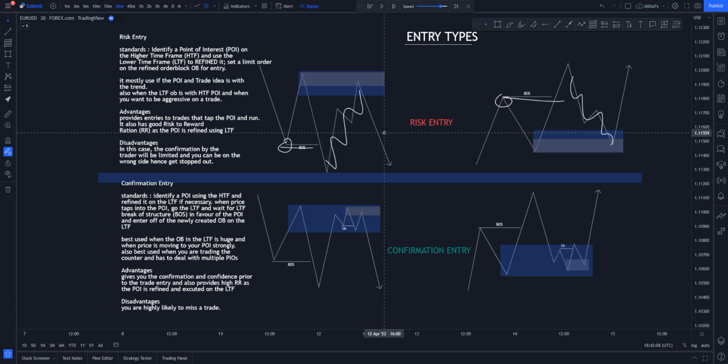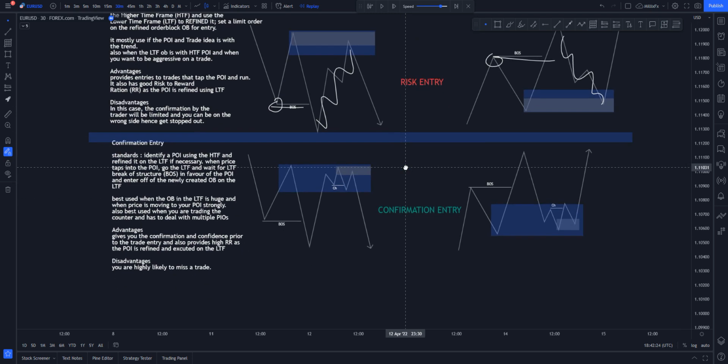So that one can also be very risky. That's why it is called risk entry, right? So let's know when to take risk entries and when not to take risk entries. As I mentioned, make sure it is with a trend, hence you can take it, right? If it gets stopped out, you know it was with a trend.